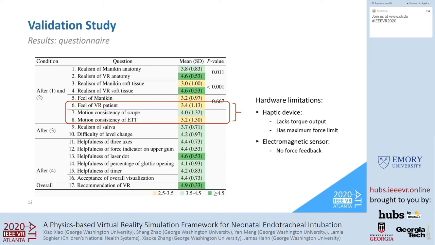Those results indicate that the VR simulator has the ability to simulate different levels of difficulty, which is one of the important advantages over mannequin-based simulators. All the questions regarding the enhanced visualization tools received an average score above 4, which indicates that our visualization tools are helpful in guiding subjects during the procedure.